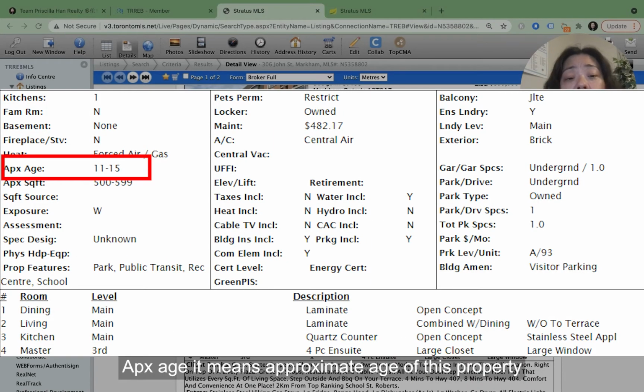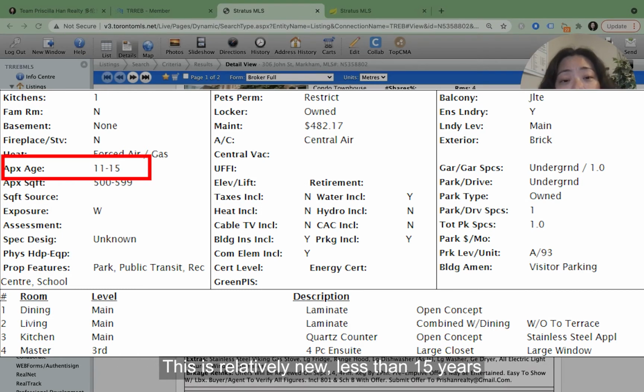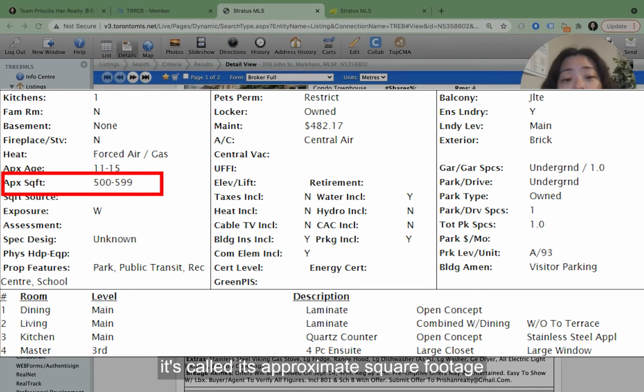APX age means approximate age of this property. This is relatively new, less than 15 years. And APX square feet is the approximate square footage. So you'll know the size of the interior of this property.